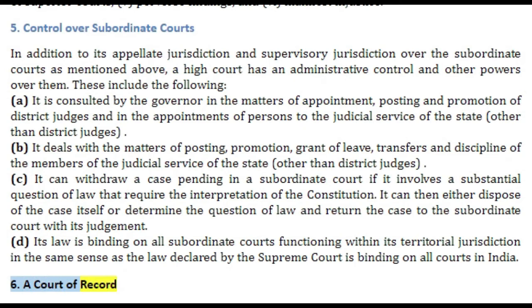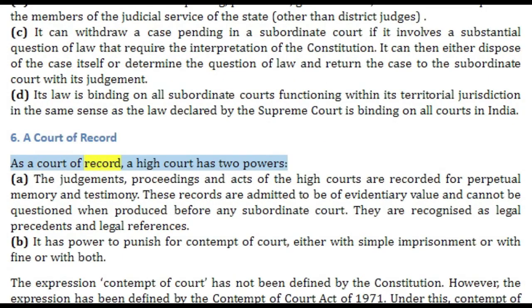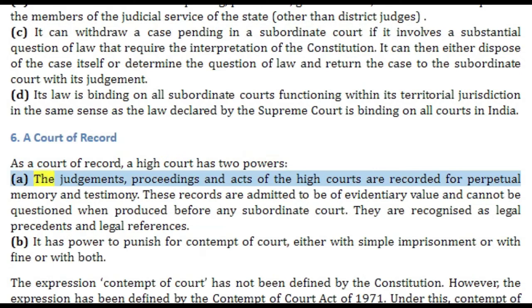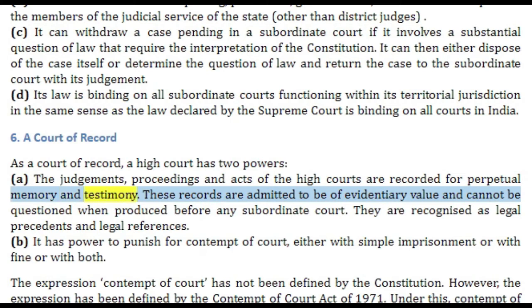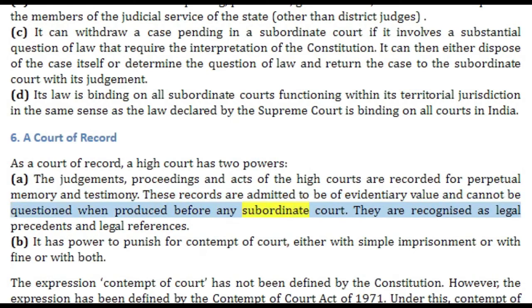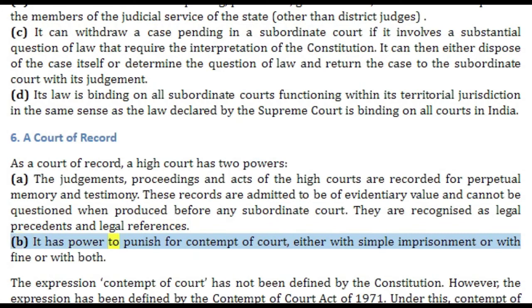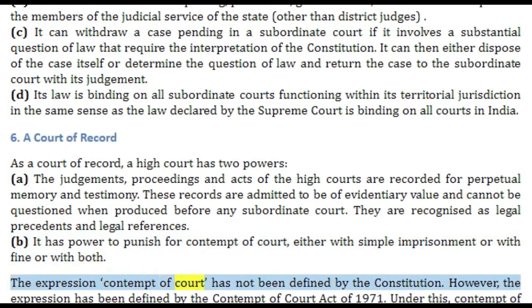6. A court of record. As a court of record, a High Court has two powers. A. The judgments, proceedings and acts of the High Courts are recorded for perpetual memory and testimony. These records are admitted to be of evidentiary value and cannot be questioned when produced before any subordinate court. They are recognized as legal precedents and legal references. B. It has power to punish for contempt of court, either with simple imprisonment or with fine or with both. The expression contempt of court has not been defined by the Constitution.